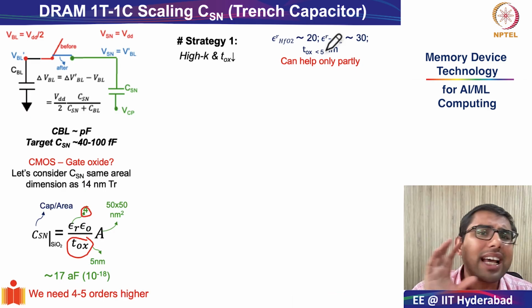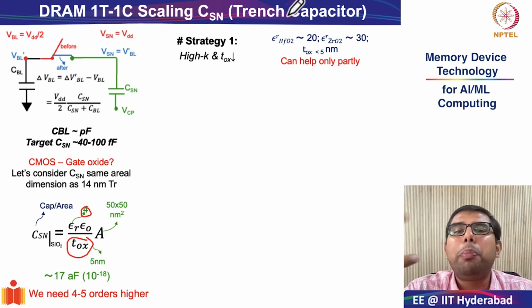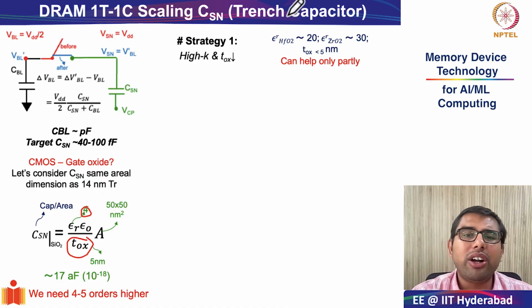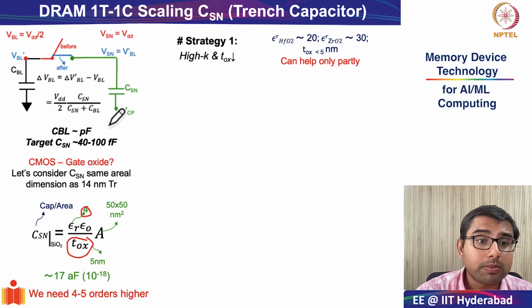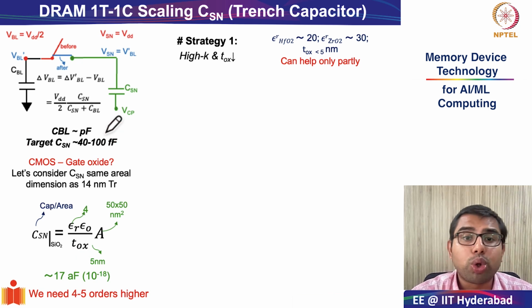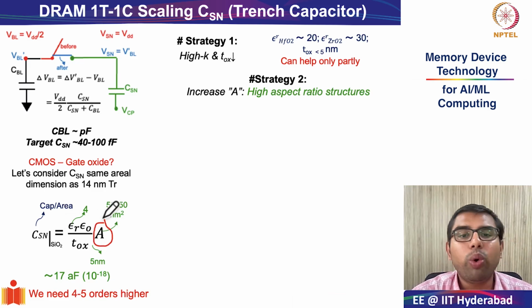But be that as it may, even if you increase the epsilon R value to some extent and reduce the Tox, it will only help you partly. It might help you 1 order of magnitude, half an order of magnitude, or maybe maximum 2 orders of magnitude. But we are off by several orders of magnitude from our target storage node capacitance. The solution lies only in playing with area. How can you increase the area of your storage node capacitance? The only way to do that is by having high aspect ratio structures.